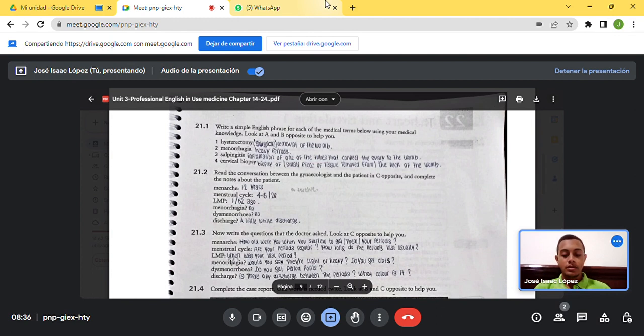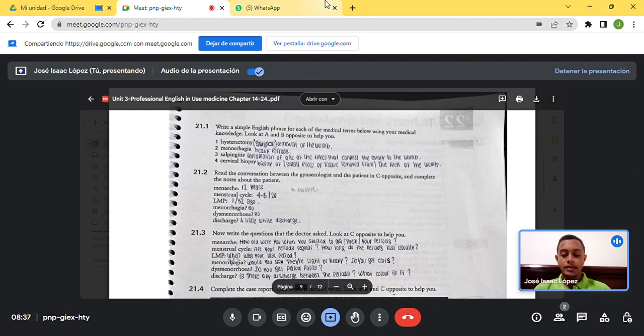Menstrual cycle is since the 4th week to the 5th week, divided 28. O sea, desde la cuarta semana va a la quinta y en un periodo de 28. Next is LMP, last menstrual period. Eso es el último periodo menstrual.